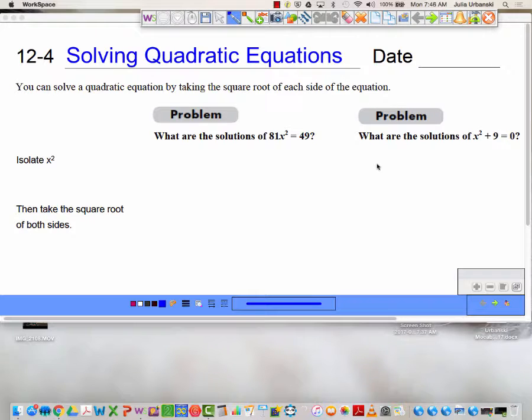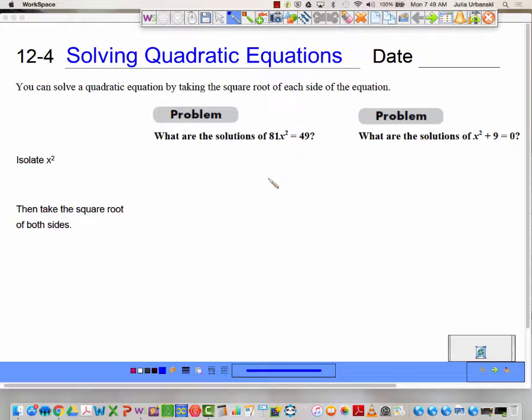Okay, so 12-4, solving quadratic equations. Just keep flipping through till you find it. It looks like this. I know the pages got chopped off. So looking at this right here, here's x squared. It's not by itself yet. We have to get it by itself.